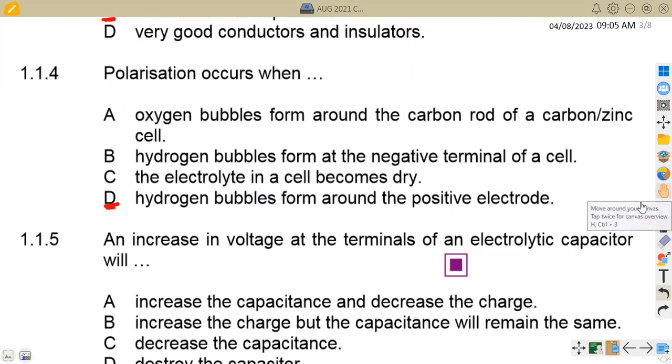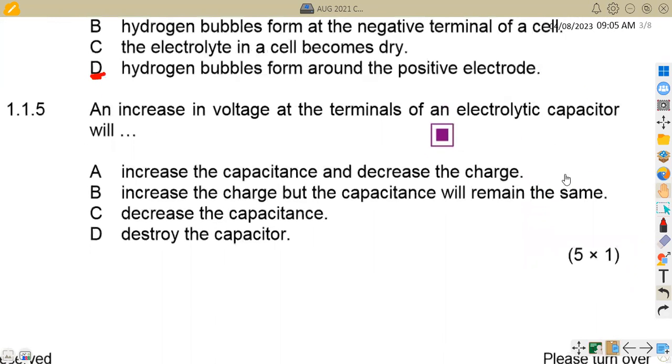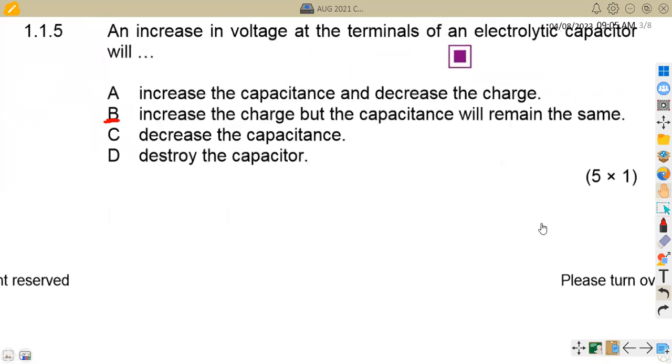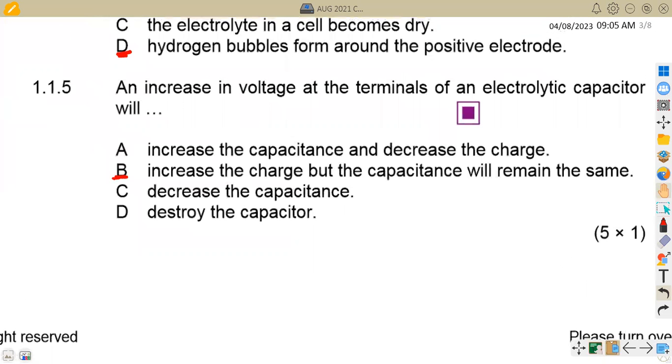All right. 1.15, an increase in voltage at terminals of an electrolytic capacitor will, if you increase voltage, what happens? There will be an increase in the charge, but the capacitance will remain the same. All right, so this is the exact part that we have here. Increase the charge, but the capacitance is going to be the same. All right. So that is what we have on question number 1.